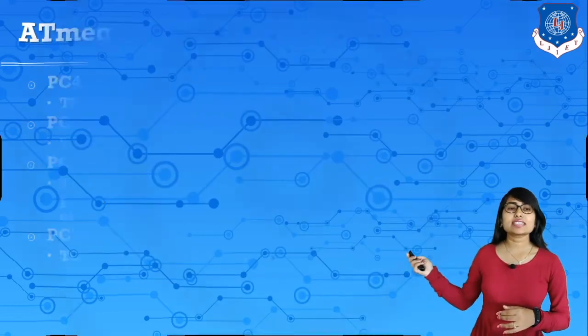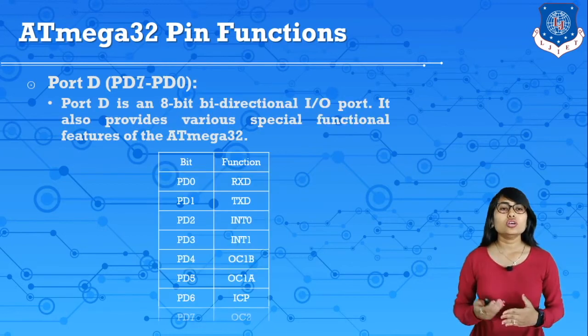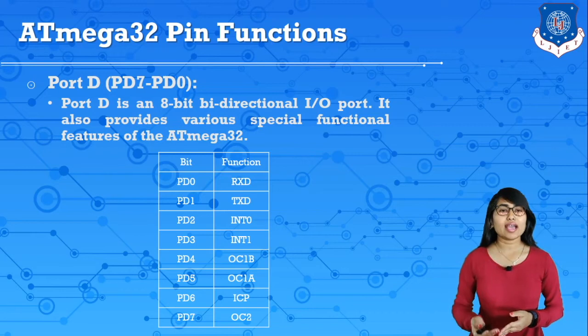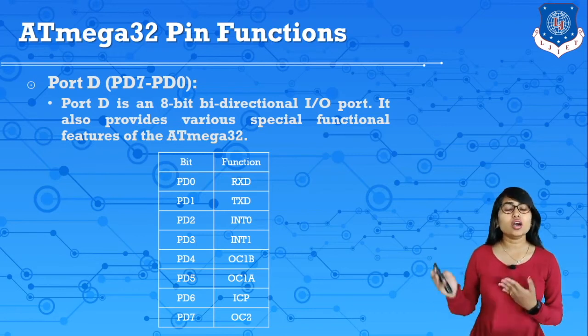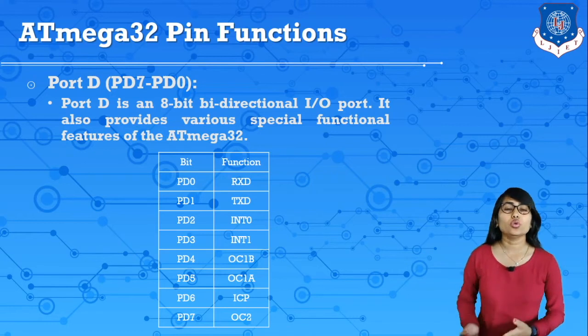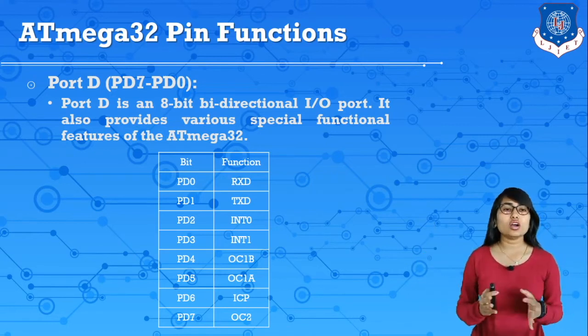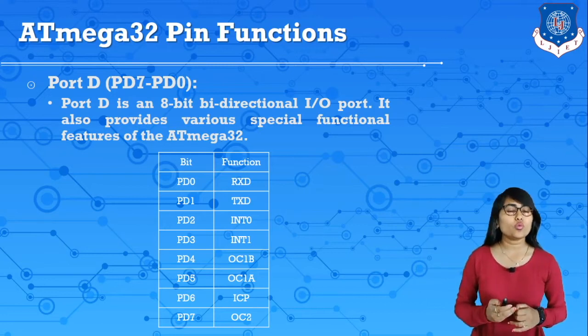Now let's discuss port D. This port D is also an 8-bit bidirectional input-output port, and it works with special functions and applies special features to ATmega32. Here all the functions are listed. So let's discuss all the functions of port D one by one.